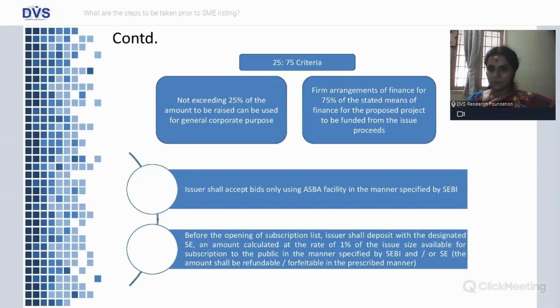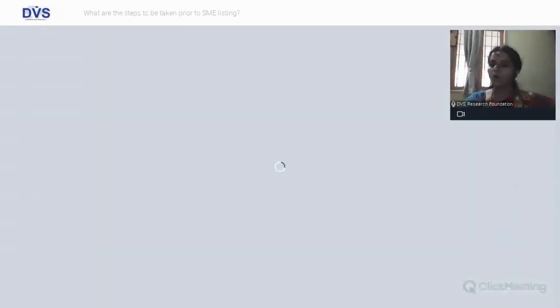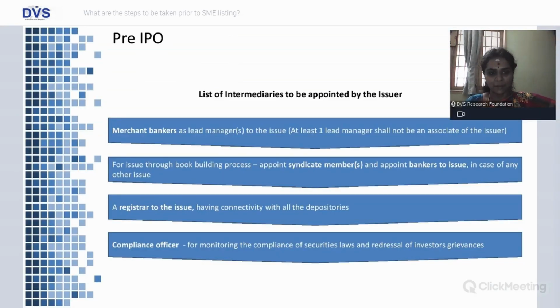And security deposit. Before opening the subscription list, you may have to deposit at least 1% of the issue size as security deposit, the issue size which is available for subscription to the public in the manner as specified by the board and or stock exchange. Of course, this security deposit shall be refundable or forfeitable in the prescribed manner.